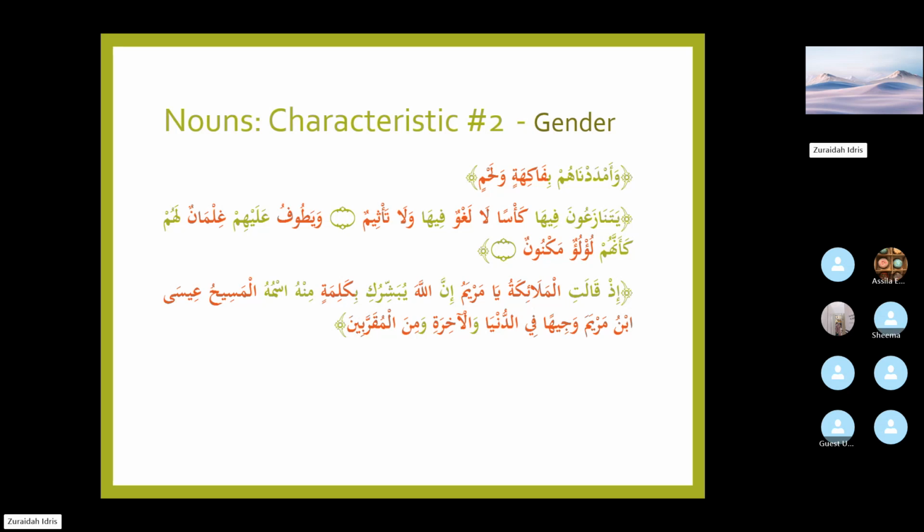Ad-dunya, for now, we will treat it as masculine, because we haven't learned a few more things.